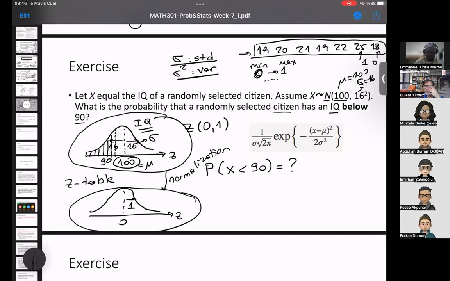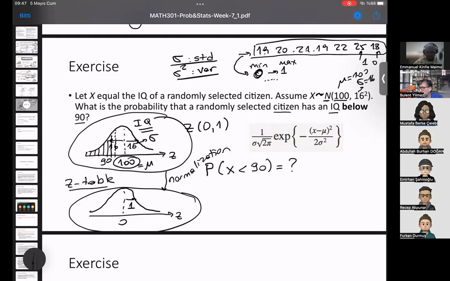Any ideas? Hocam, I was supposed to use the Z table. No, you're not supposed to use the Z table yet. It's just one simple question, right?